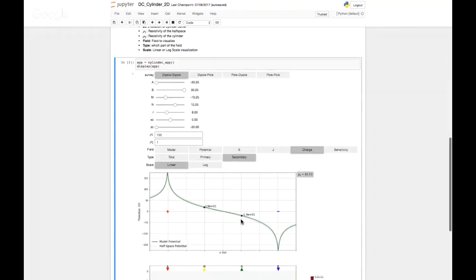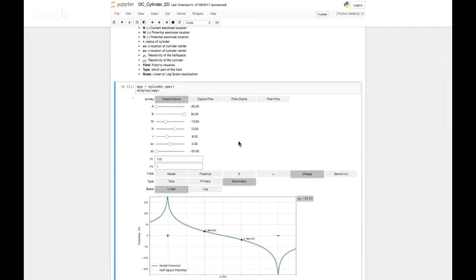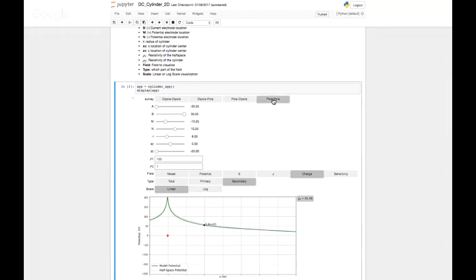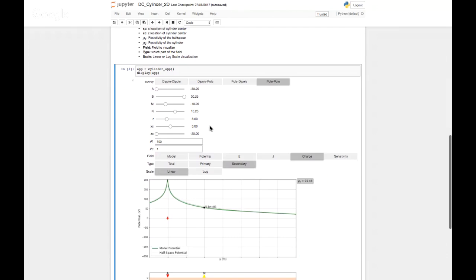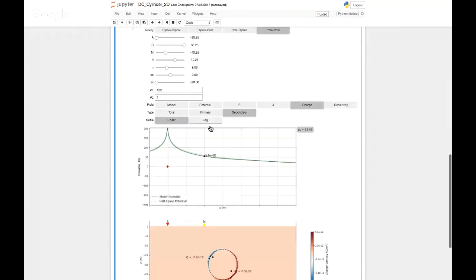The other thing that's kind of interesting here is configuration. Notice there's dipole-dipole, pole-dipole. There's also pole-pole. In a pole-pole, you're really only looking at an A electrode and an M electrode. A electrode for the current.